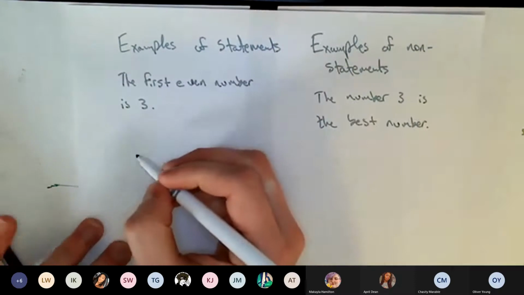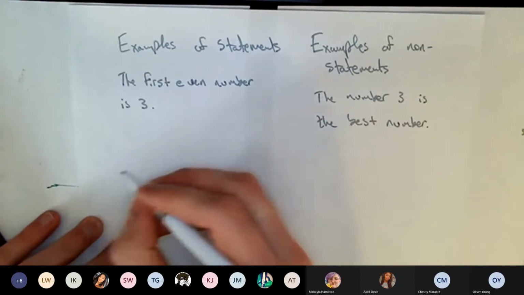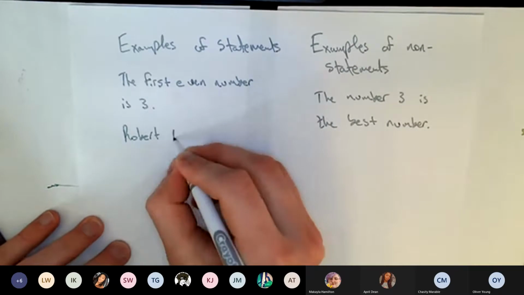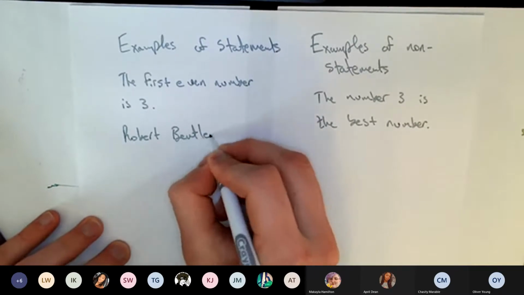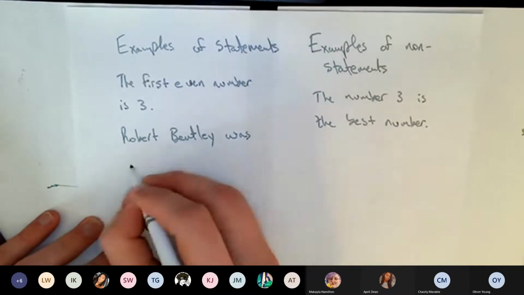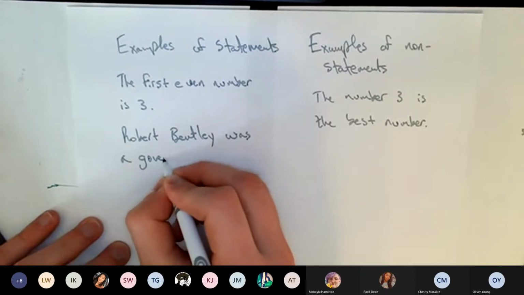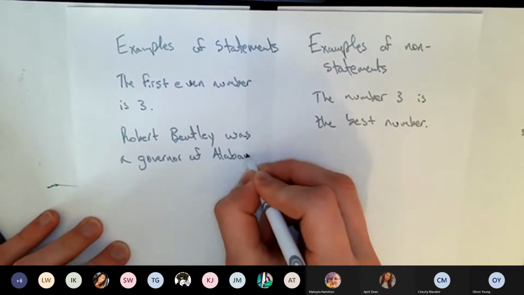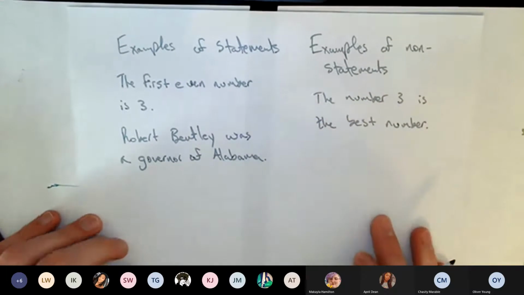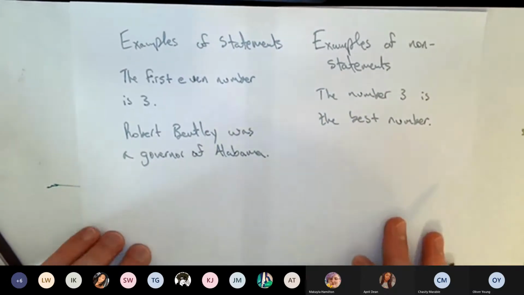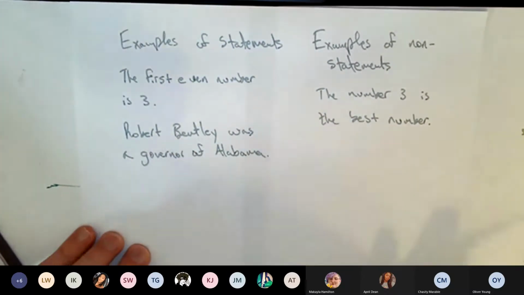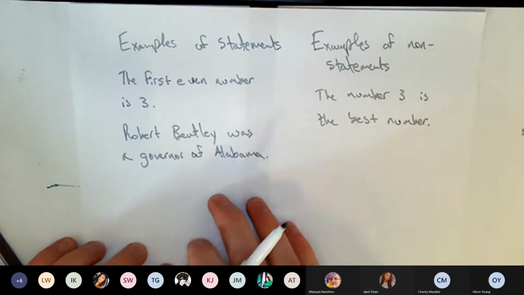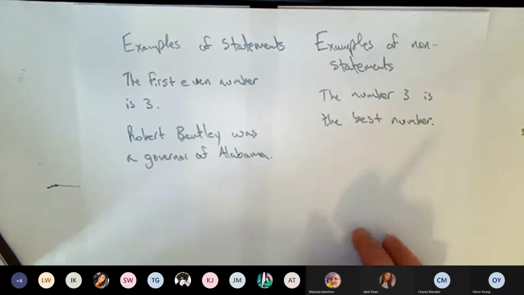Some other examples. I think you're probably getting the point. Robert Bentley was a governor of Alabama. Y'all probably don't even know if that's true or false, but some of you might, but I believe that's how you spell his name. He was a governor of Alabama. This is an example of a statement that could be assigned a value of true.